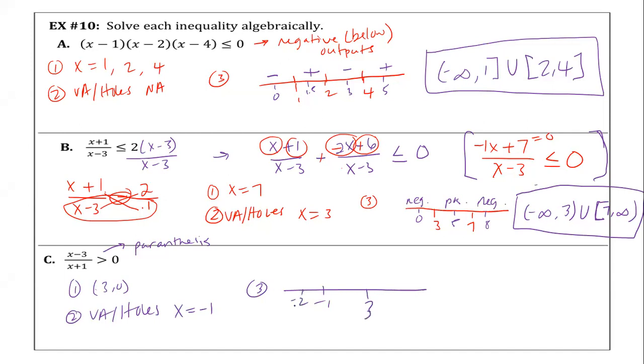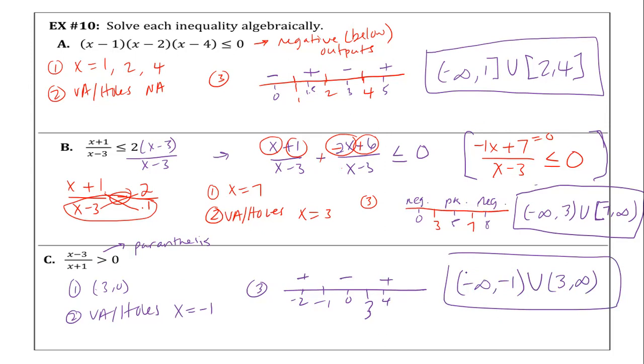So I test the point. If I plug in -2, that's -5 over -1, which is a positive. If I plug in 0, that's -3 over 1, which is a negative. If I plug in 4, 4 minus 3 is 1, 4 plus 1 is 5, so that is a positive. I want to know when I'm greater than, so I'm looking for my positive. So we should have got negative infinity to -1 union 3 to infinity. And everything is a parenthesis because it's strictly greater than. Are we good with inequalities of rational functions?